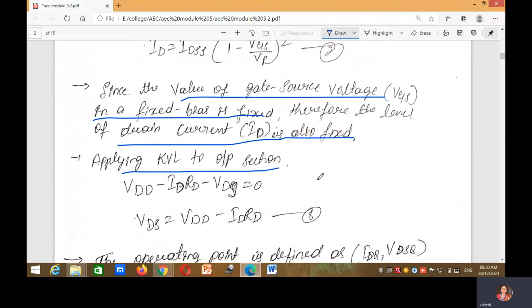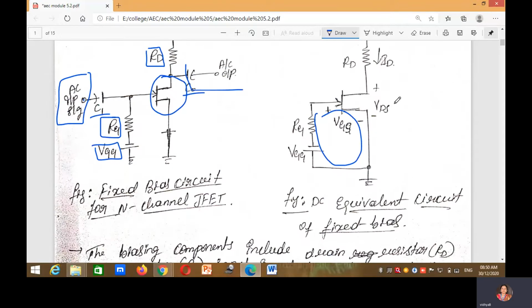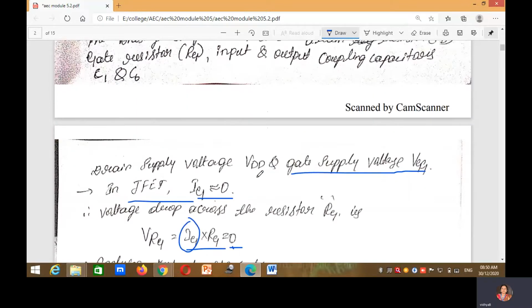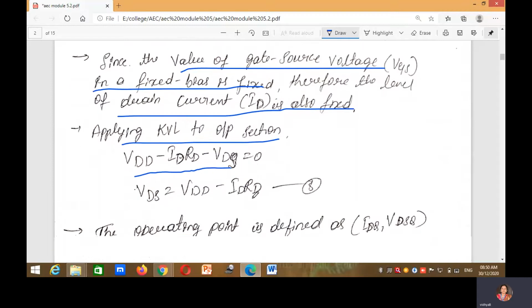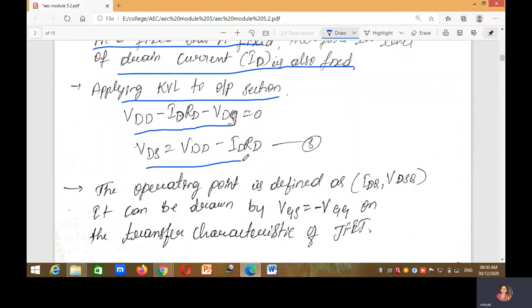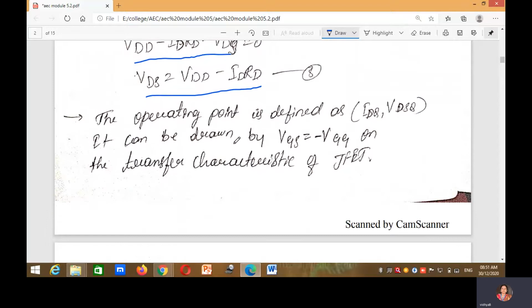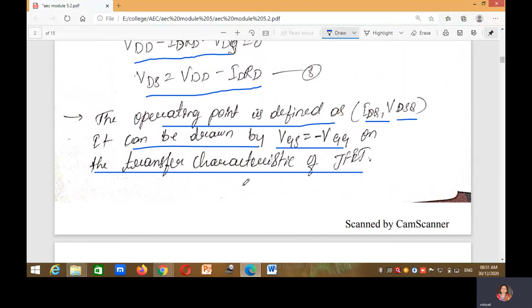Applying KVL to the output section, this one, what you will get is VDD minus IDRD minus VDS is equal to 0. So VDS is equal to VDD minus IDRD. Next, the operating point is defined as IDQ and VDSQ. It can be drawn by VGS is equal to minus VGG on the transfer characteristics of the JFET.